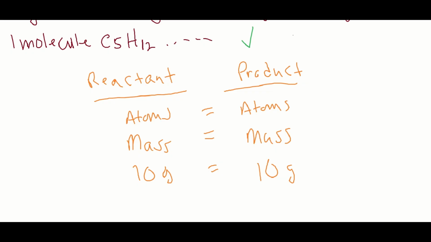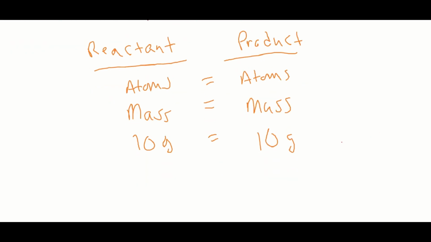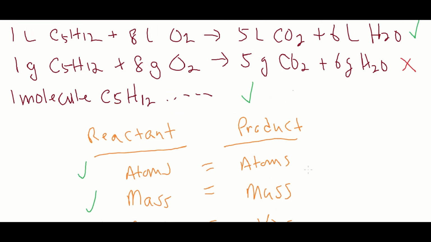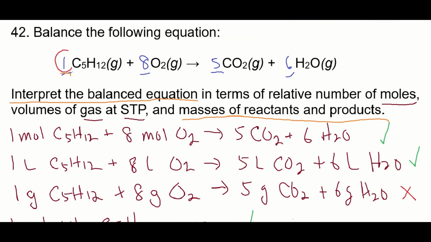A couple more things I want to add before I wrap this up. Looking at this comparison, atoms are conserved. Mass is conserved. But what doesn't have to be conserved? Volume doesn't have to be conserved. It coincidentally might be conserved. Now you can interpret the coefficients as volumes if they are gases. That's a different topic than saying volume is conserved, because you can clearly see it's not, because you have 9 volumes on the reactants and 11 volumes on the products.